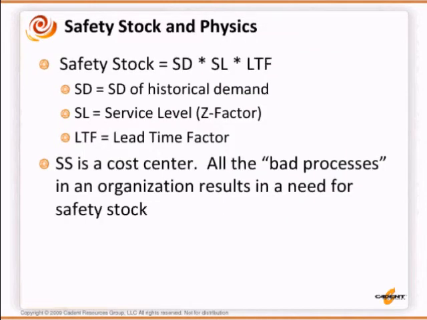If we look at safety stock as a final example here, and this is again a prelude to the kinds of things that we'll get more in depth in the next session. Safety stock is the standard deviation of historical demand times some service level, which you transform into a Z factor from the normal distribution table, and a lead time factor as well. And basically your safety stock is a multiplication of those three things. It's a cost. It's a necessary cost that we have to take into account for the inefficiencies and bad processes throughout the organization that require us to have this safety stock.